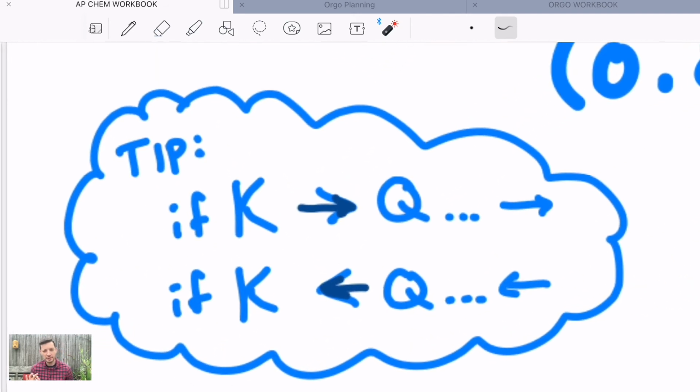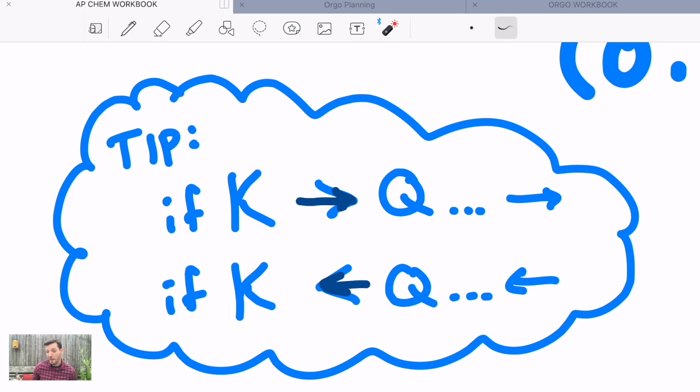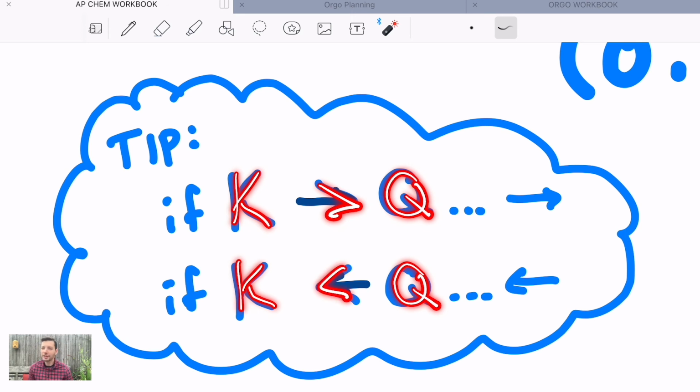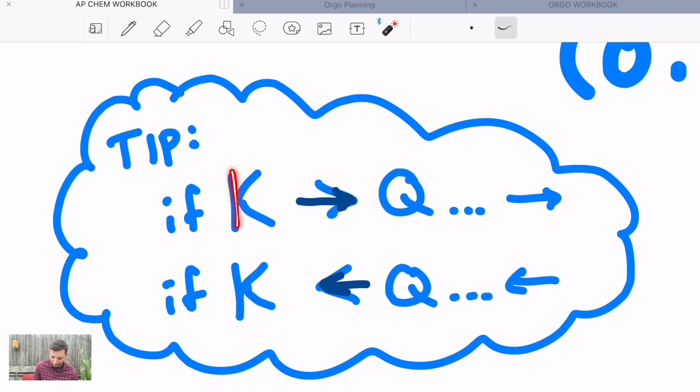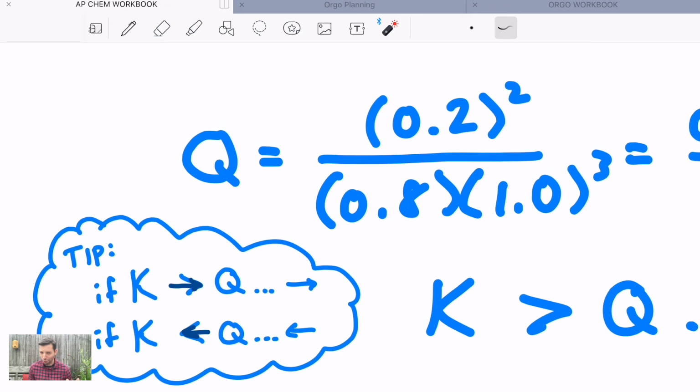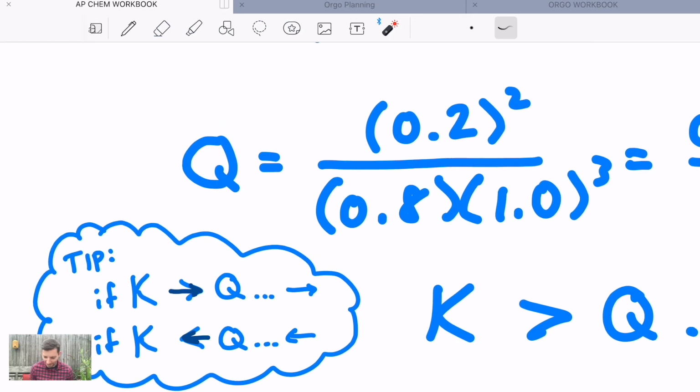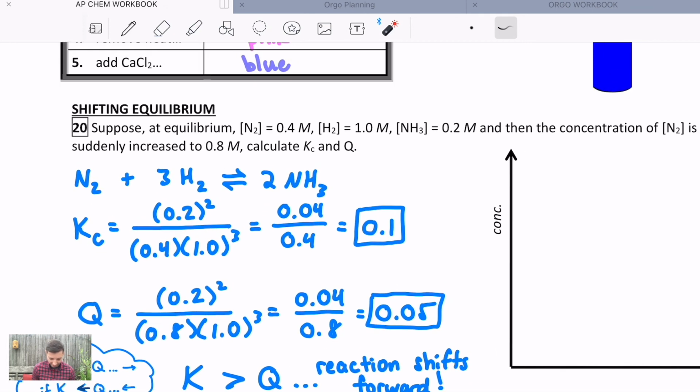There's a good little tip that I'll put here as a footnote that I find very useful when you're comparing K and Q and predicting or remembering which way the reaction goes. As long as you write K first and you compare it with Q, the inequality greater than and less than looks like an arrowhead. So if K is greater than Q, it looks like a forward arrow, and indeed the reaction goes forward when that's true. And then the opposite is true. If K is less than Q, it looks like the arrowhead pointing backwards, and it goes backwards. You have to write K first in order for that to work, but when you do, you don't even have to remember the why. You can just remember the what in this case.